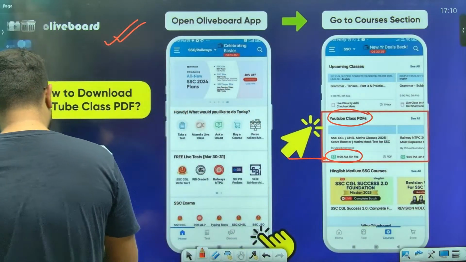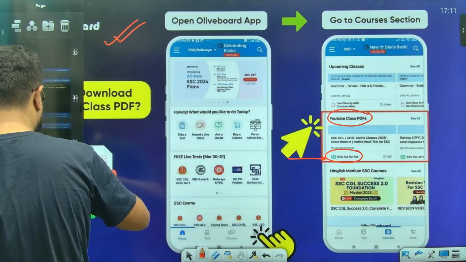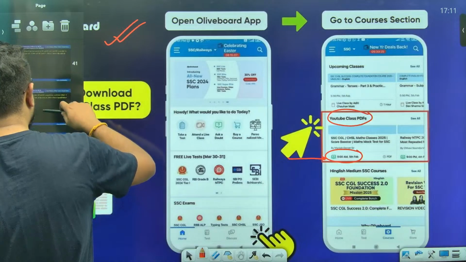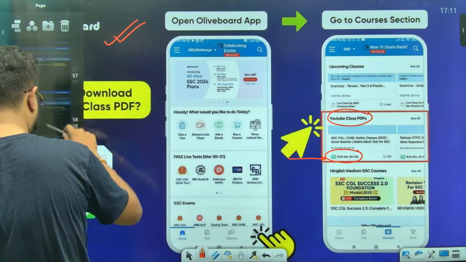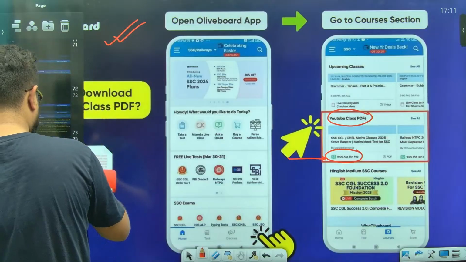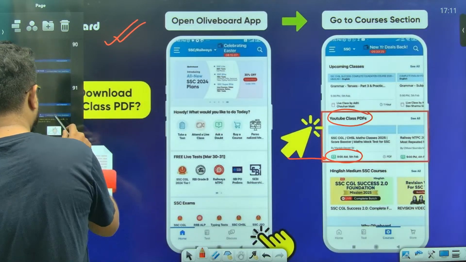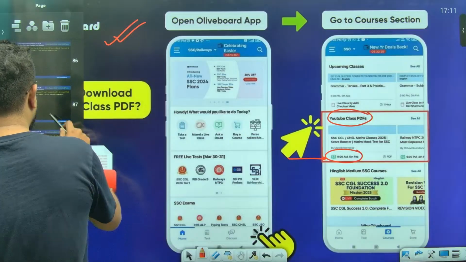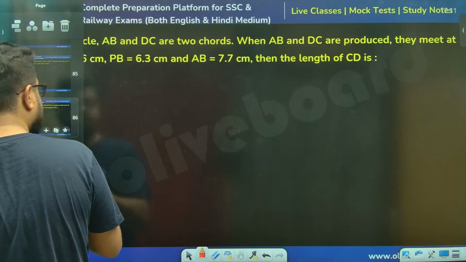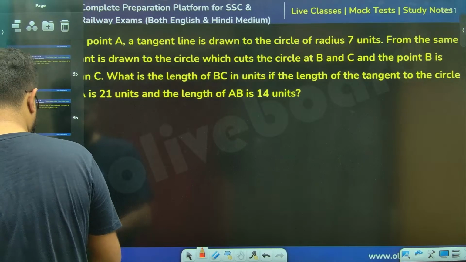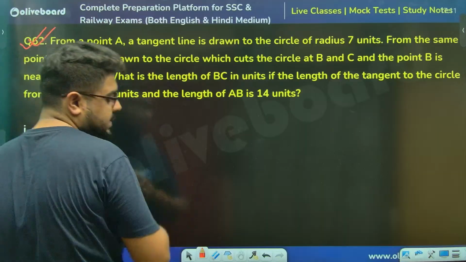Chalo sir, chalo. So again, we were doing the tangential properties of circles, right? Tangent related properties and everything. Now, it's a huge PDF because this is class number 11, so the number of questions is very long. Last question we had done, I guess this one. So let us start from this.